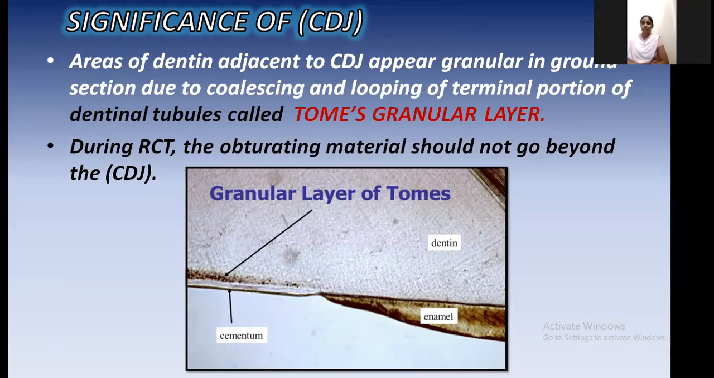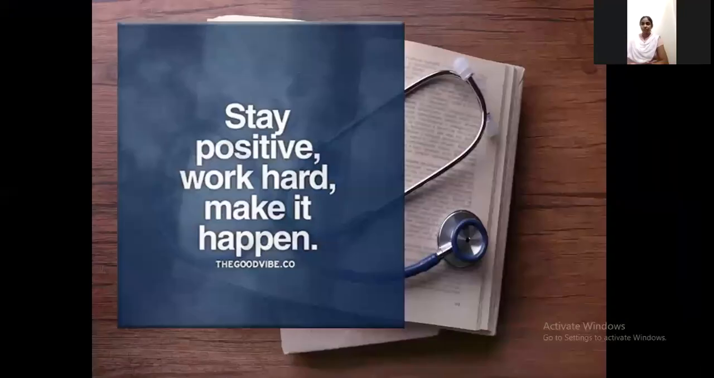So these are its two significances. Number one, you can find Tome's granular layer near the cemento-dentinal junction. And number two is during RCT, the root canal obturating material should not go beyond the cemento-dentinal junction. That's all, students, for this topic.